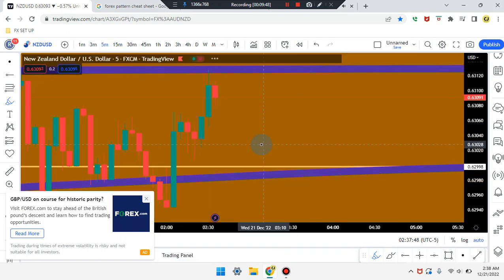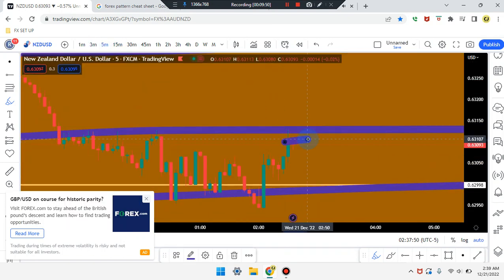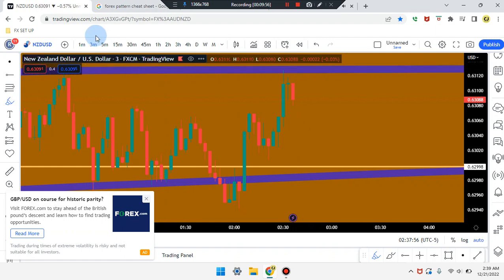Headed down to the 5. Consolidation. So it's creating levels. If we see that bullish green candle work his way up out that SR line. Same as a 3, same as a 1.